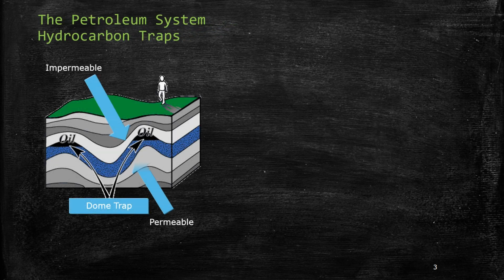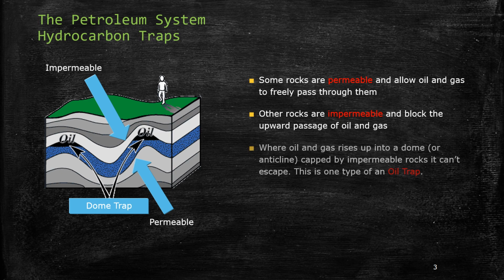So before discussing the traps, let's discuss the petroleum system. What constitutes a petroleum system? In a petroleum system, we have some rocks which are permeable that allow oil and gas to freely pass through them. And we have some set of rocks which are impermeable, and since they are impermeable, they won't let any fluid pass through them. So naturally they'll block the passage of oil and gas. As the oil and gas migrates, it rises up, and it's capped by an impermeable rock, and this way it forms an oil trap.